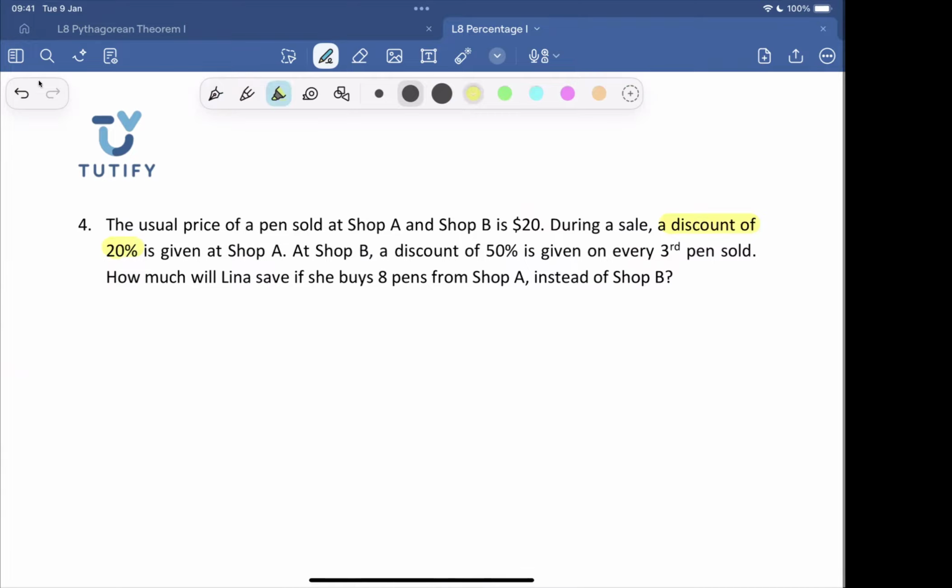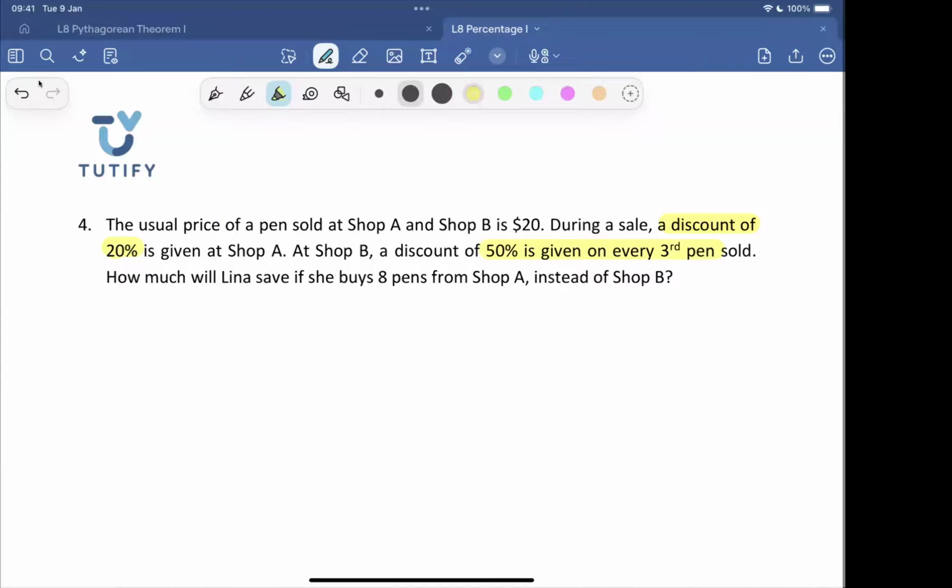Okay, but what does shop B do? Shop B says that for the first pen, there's no discount. For the second pen, there's no discount also. But if you buy the third pen, I will give you 50% discount for the third pen. So that means shop B is trying to force you to buy 3 pens. Yes or no? They are forcing you to buy 3.